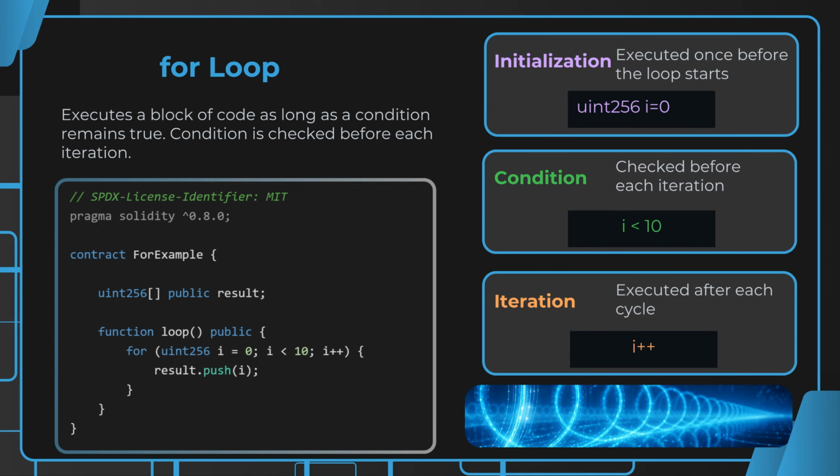The for loop is the most commonly used loop in Solidity. It is concise and ideal when you know exactly how many iterations you need. A for loop consists of 3 parts: initialization, condition, and iteration. This loop runs 10 times, with i going from 0 to 9. Because the number of iterations is clearly defined, for loops are generally preferred over while loops in Solidity.